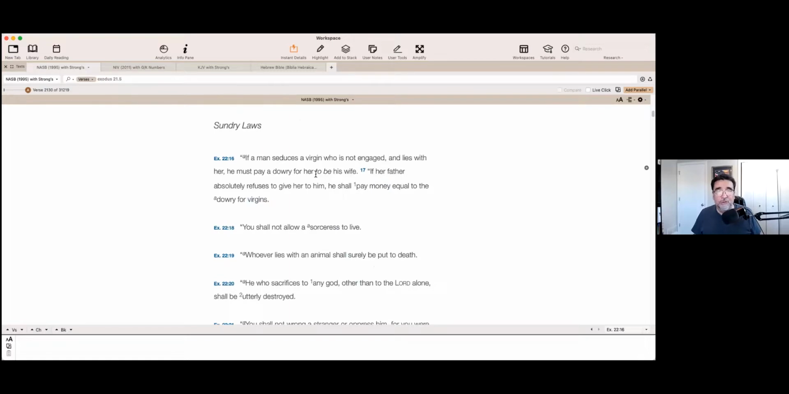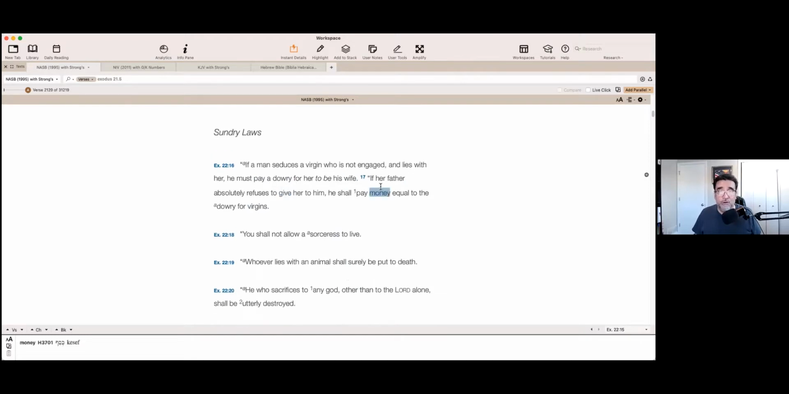If a man seduces a virgin, this is 22:16. If a man seduces a virgin who is not engaged and lies with her, he must pay a dowry for her to be his wife. Again, a protection of a woman, right? So people who say that women were just oppressed all left and right in the Bible, they're obviously not looking at the same Bible I'm looking at.